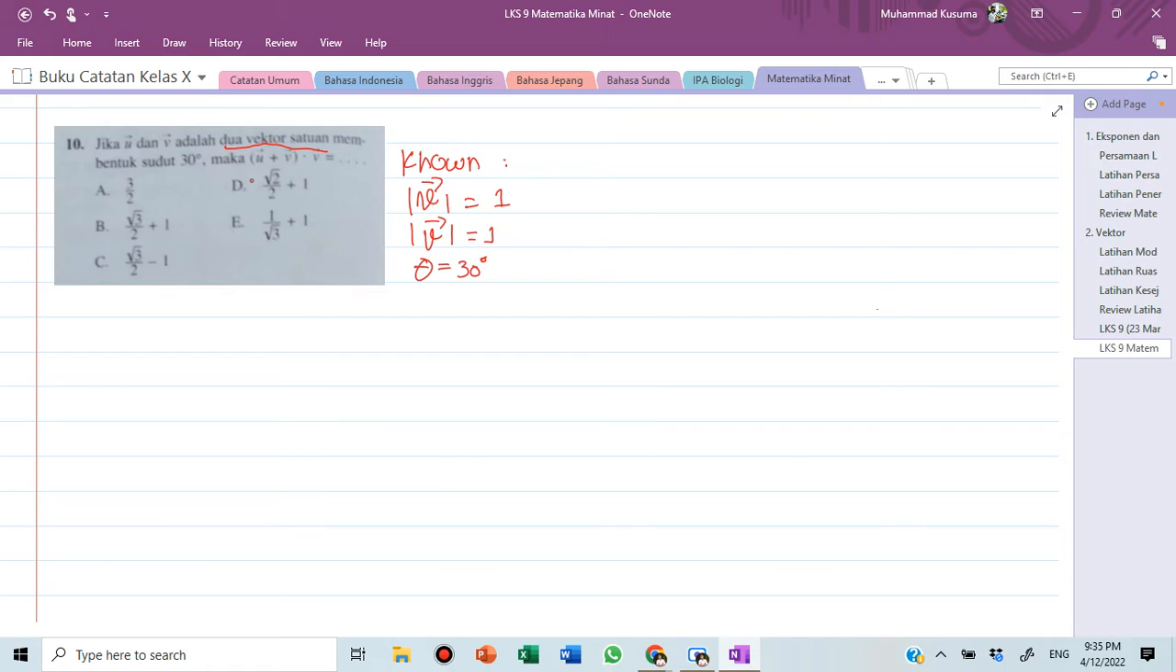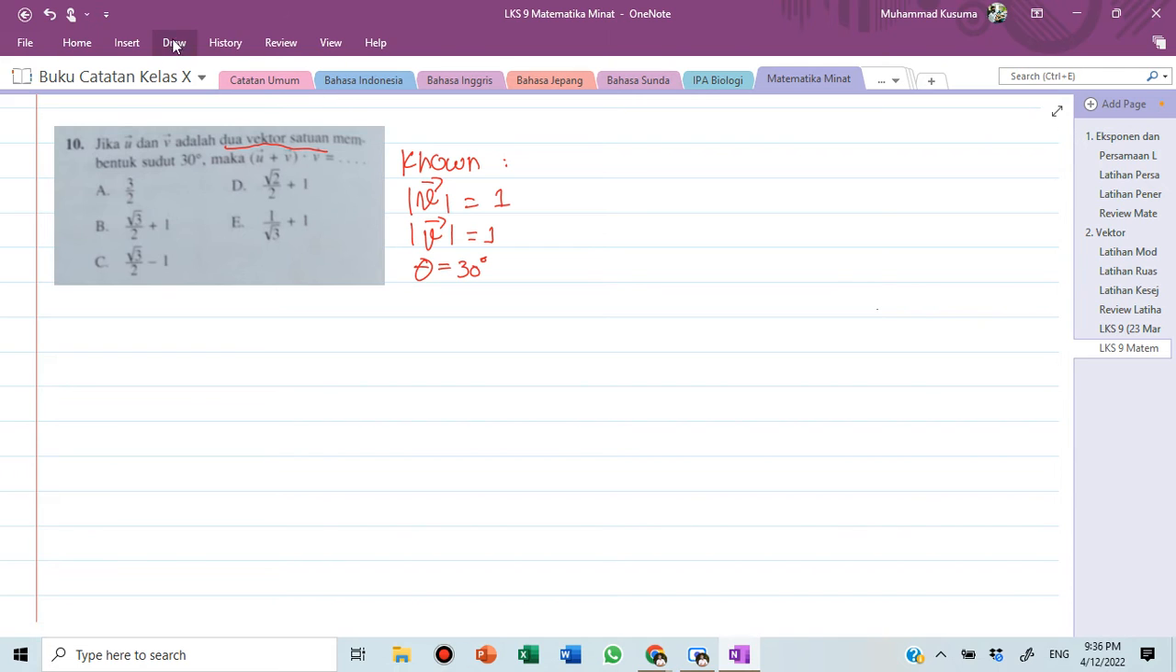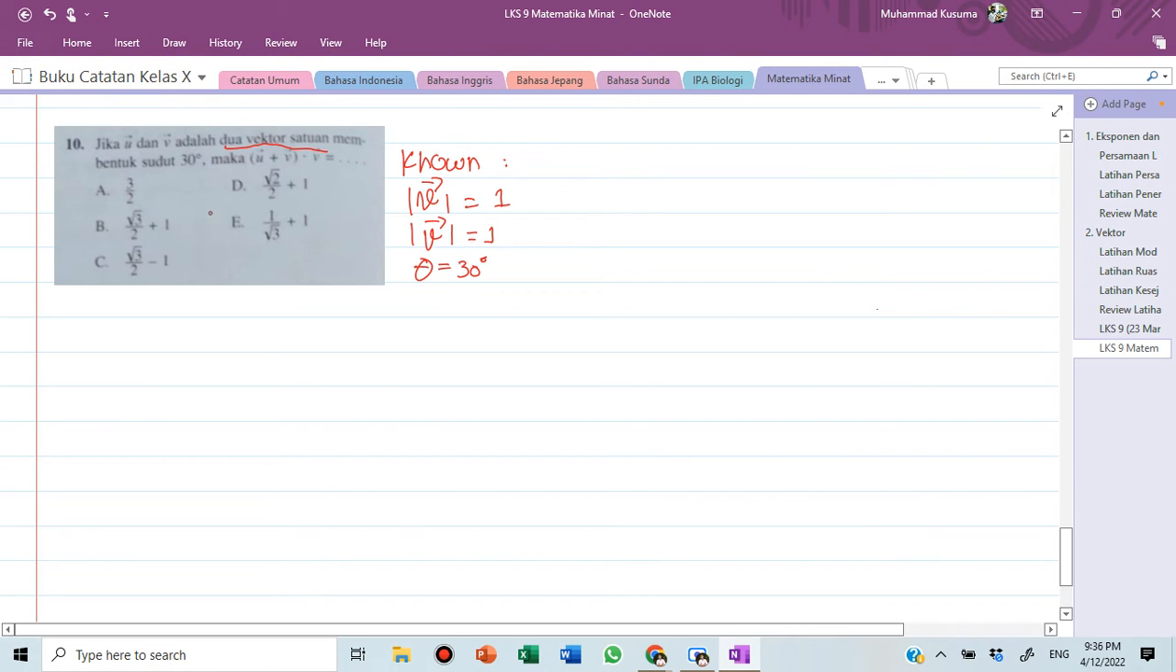Given that vector u and vector v are two unit vectors that make an angle of 30 degrees, what is then the value of (vector u plus vector v) dot vector v? So from the information in the question, we could get some information from that.